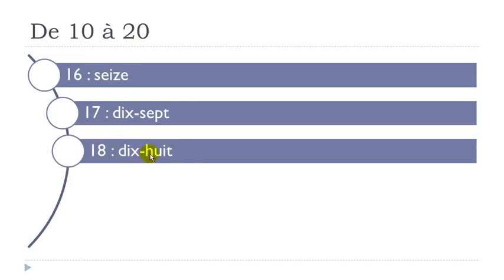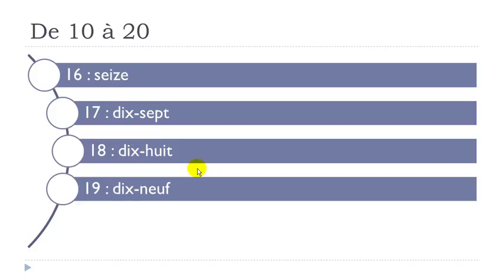So you will make this little link between the two, the liaison. 18, 18. Okay, then 19, 19. Okay, E, U, E. 9, 9, 19.